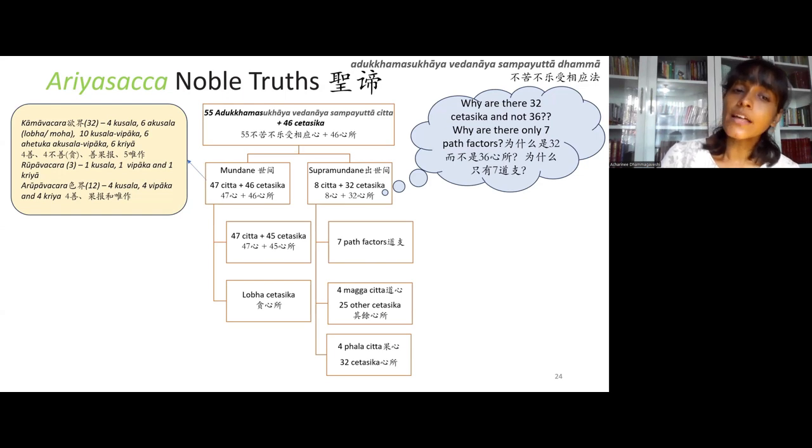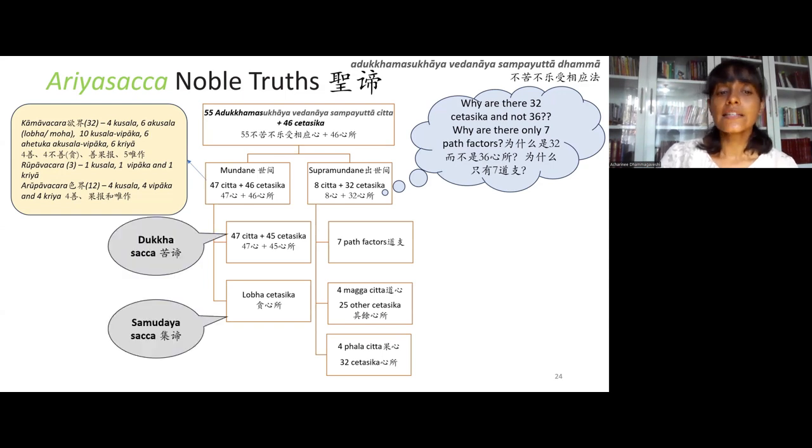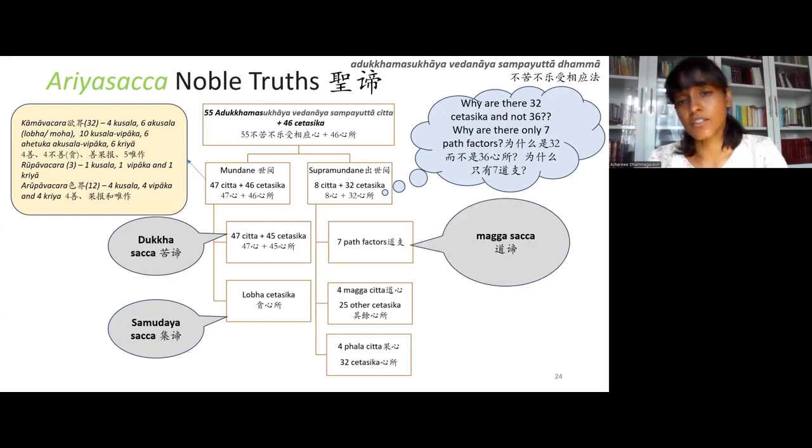So we know that the mundane noble truths are dukkha sacca and samudaya sacca. So because we have lobha chitta here, we have lobha cetasika also. So lobha cetasika is samudaya sacca, and everything else that is mundane will fall under dukkha sacca. So we have 47 chitta and 46 minus lobha, that is 46 minus 1, we get 45 cetasika under dukkha sacca. The 7 path factors are magga sacca. We don't have nirodha sacca here because nibbana is not classified here.